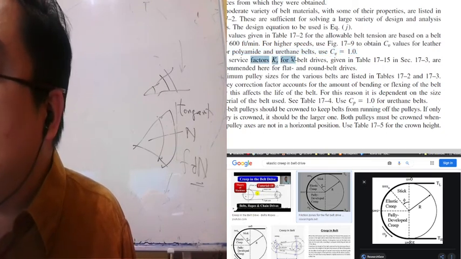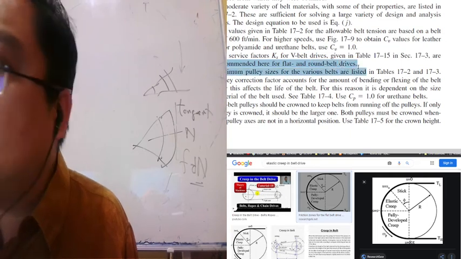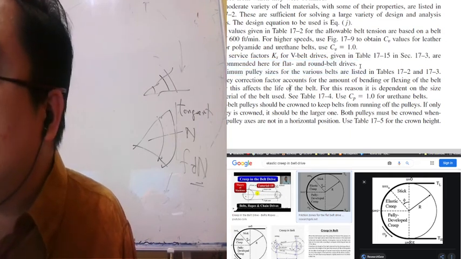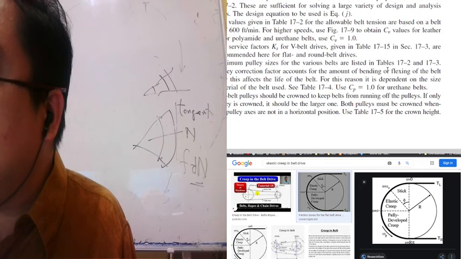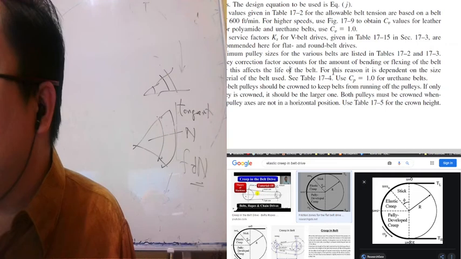The service factor KS for flat belt drives is given in 17.15. Section 17.3 is also recommended here for flat and round belt drives. Minimum pulley sizes for various belts are listed in the table. You can read the whole thing.